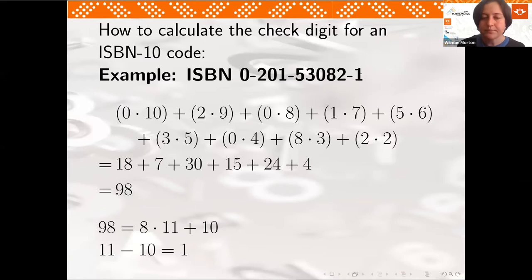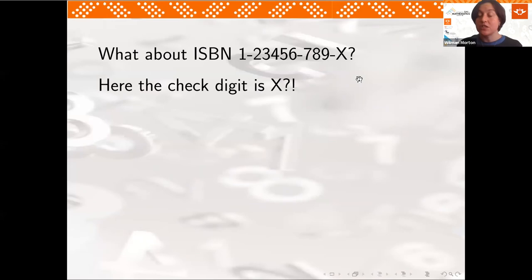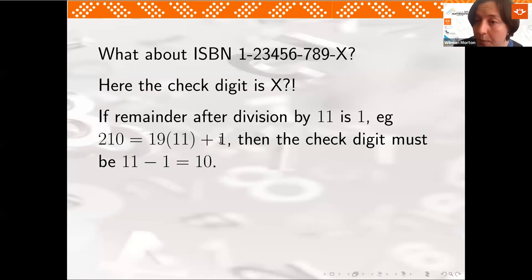Right, so ISBN 10 codes, they did use all the weights from 10 down to one essentially, and they did division by 11. Now, in some older books where they still use the ISBN 10 codes, you might see an X and be a bit confused. Well, remember that here we were using division by 11. And the problem is that we only have 10 digits, right? So we only have from 0 to 9. So if we find ourselves in a situation where the remainder after division by 11 is 1, then the thing that we need to add to change the sum to become divisible by 11 is actually 10.